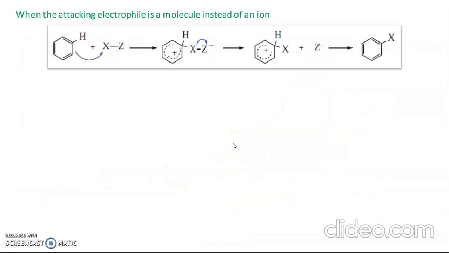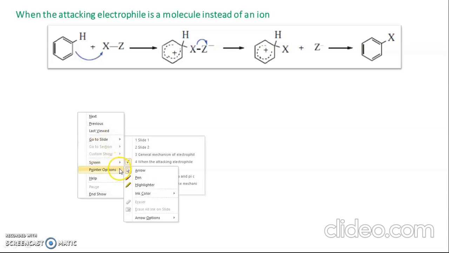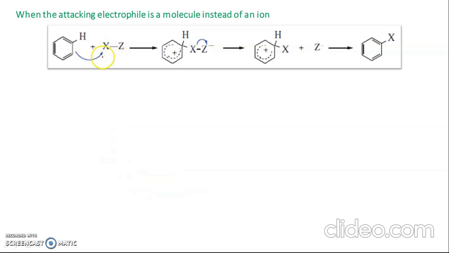Now as I have said, the electrophile may not always be a free positively charged species. The attacking electrophile may be a molecule also instead of an ion. So suppose XZ, where the X side is the positive end and the Z side is the negative end. In this way also we can get our electrophilic aromatic substitution.